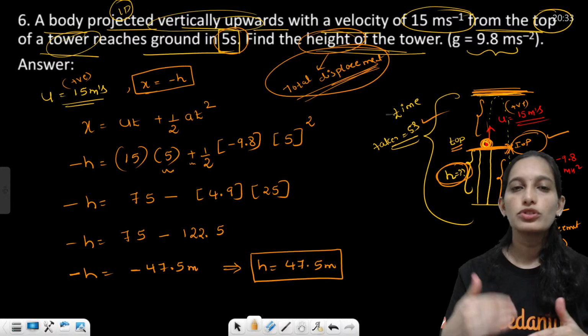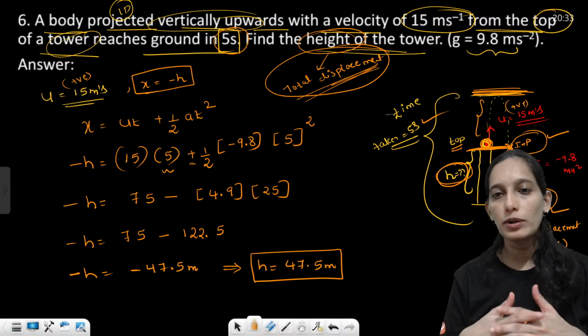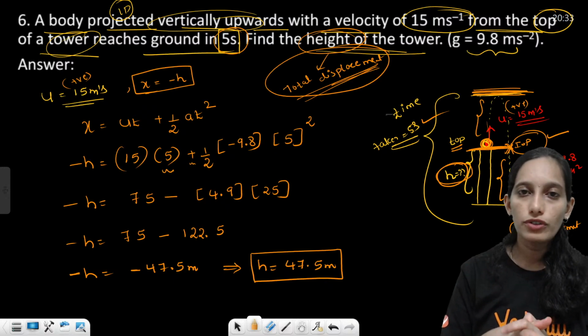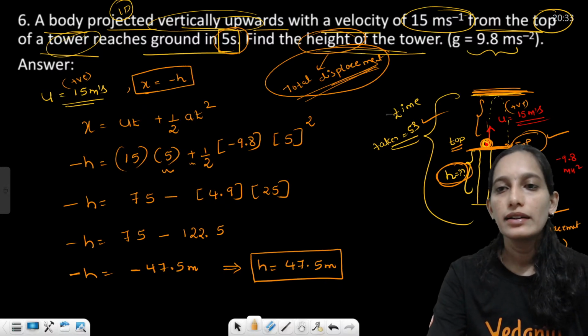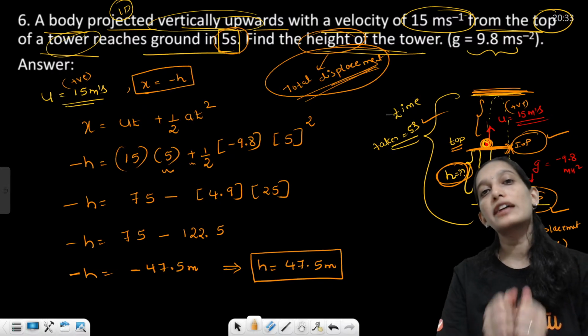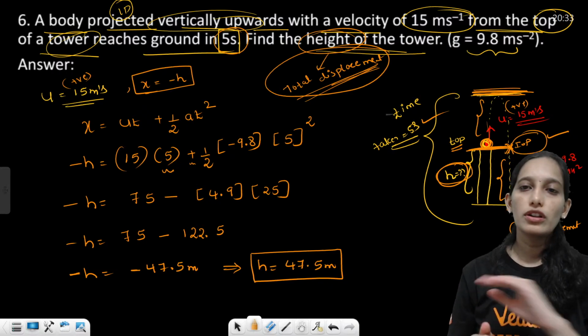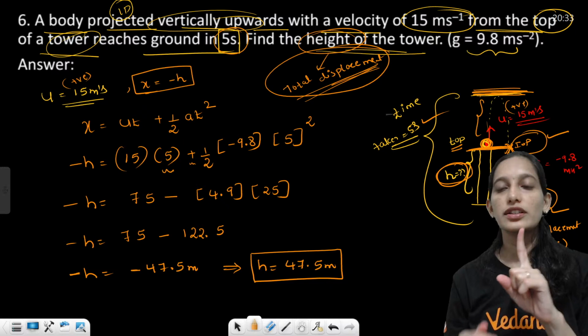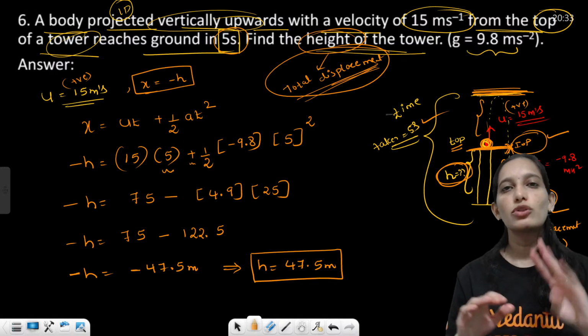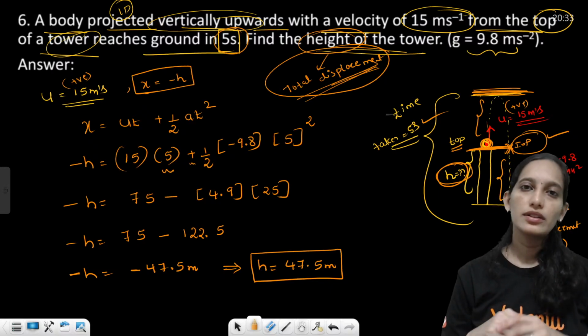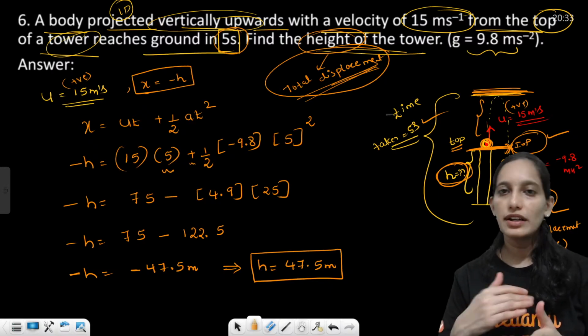Similar to this, a number of problems can be framed. Please work out a few more problems so that it becomes easy for you to apply the sign convention properly. In all these problems, sign convention is the first thing where most students go wrong. If you understand that, there are only 4 formulas in this entire chapter, so you can easily remember them and solve the problems.